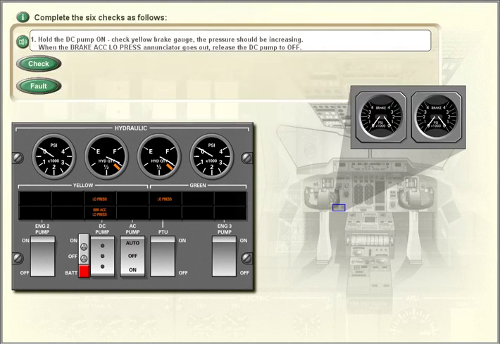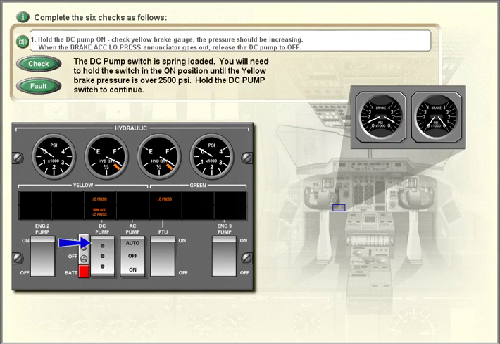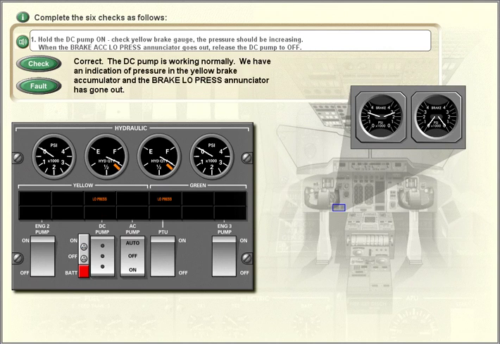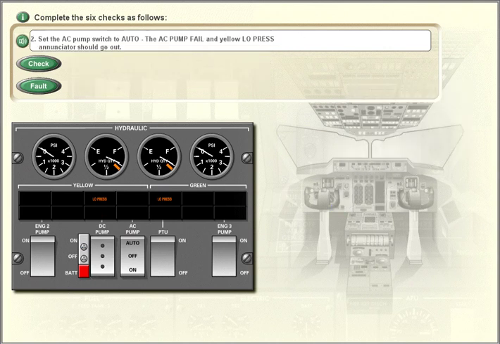Complete the 6 checks as follows. Hold the DC pump on. Check yellow brake gauge. The pressure should be increasing. When the brake accumulator low pressure annunciator goes out, release the DC pump to off. Set the AC pump switch to auto. The AC pump fail and yellow low pressure annunciators should go out.